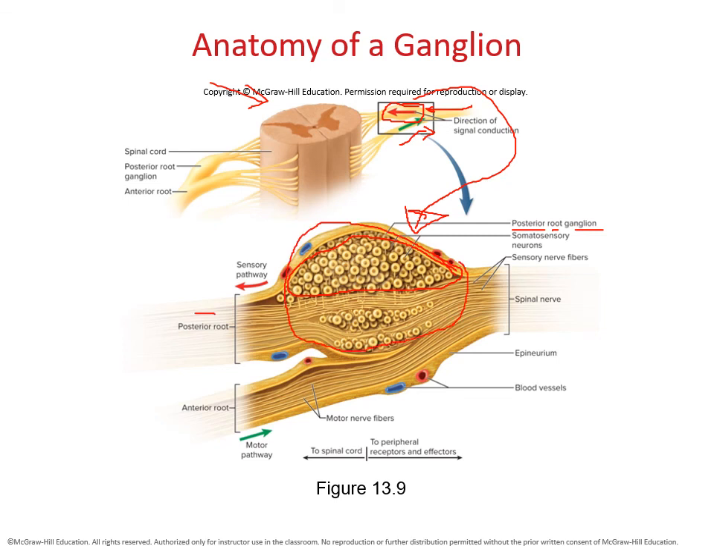So you can see the posterior root has it. It's part of the sensory pathway, but the anterior root does not have it. It just simply has the motor nerve fibers because it's part of the motor pathway as it's traveling over and connecting to whatever its effector or end motor target is going to be.